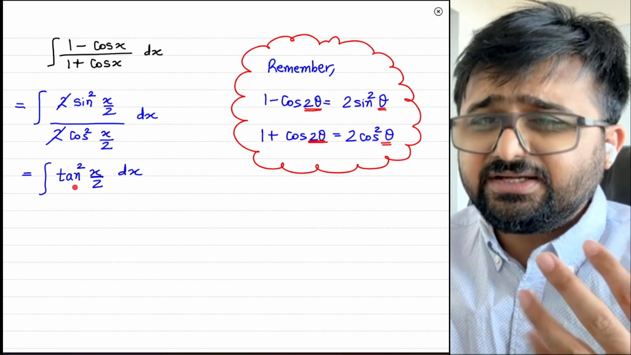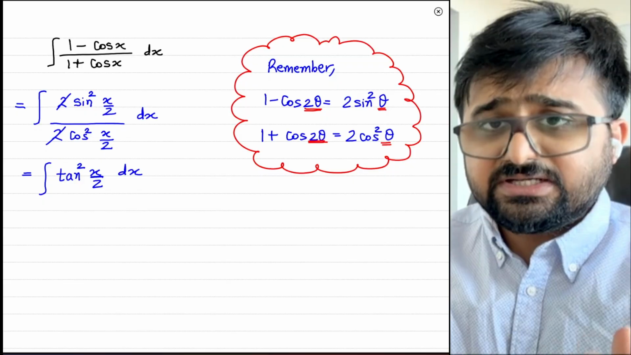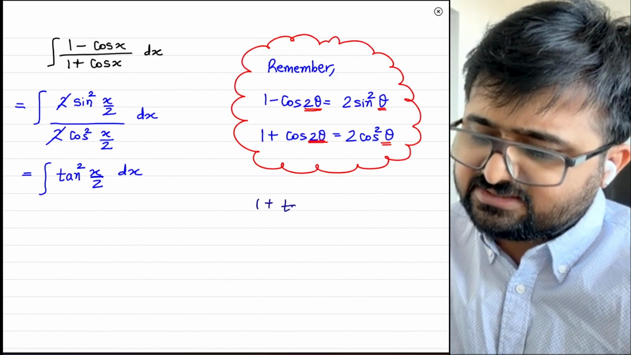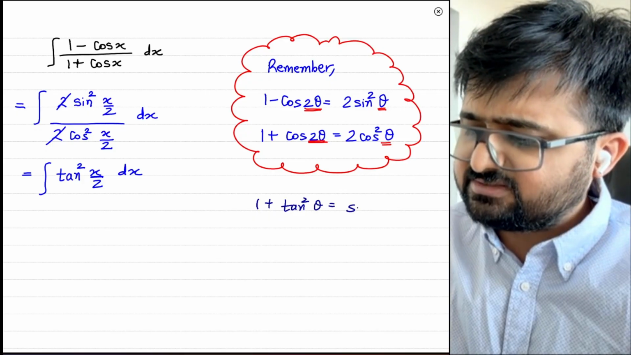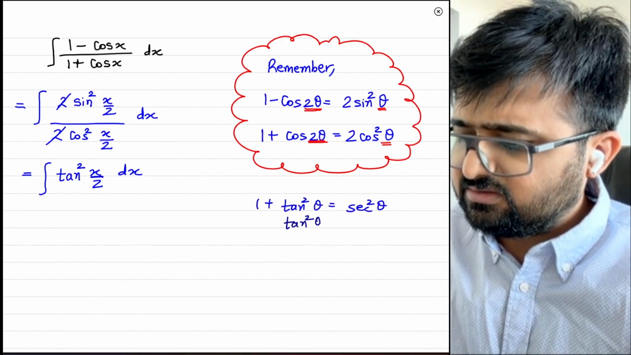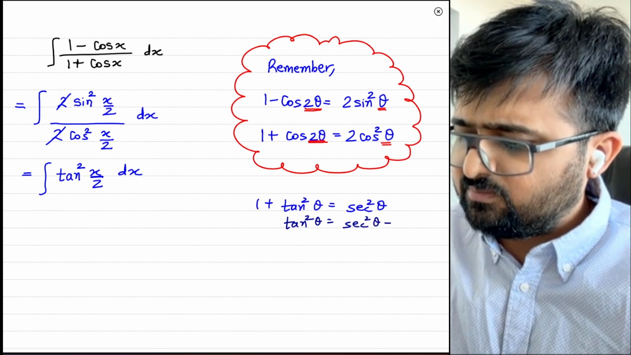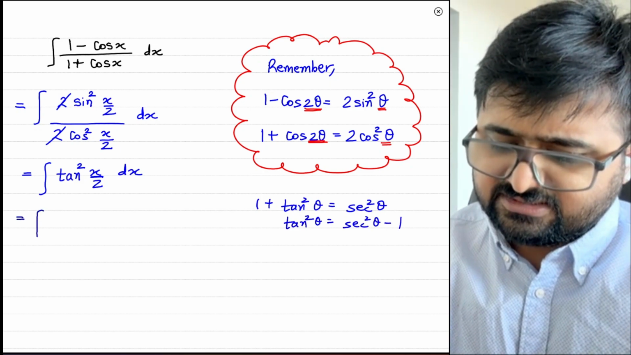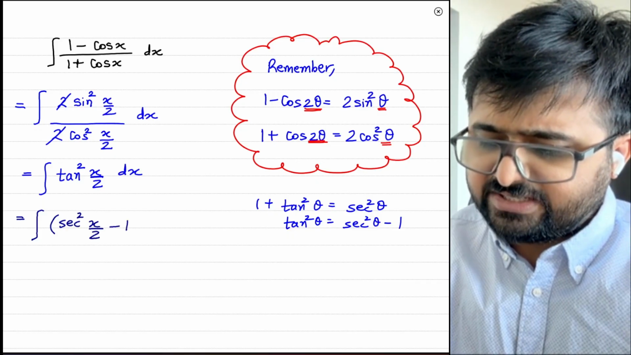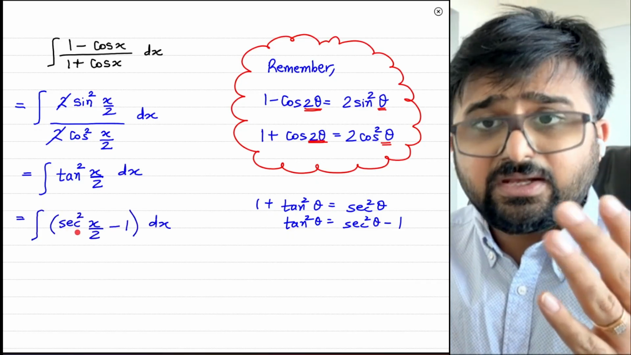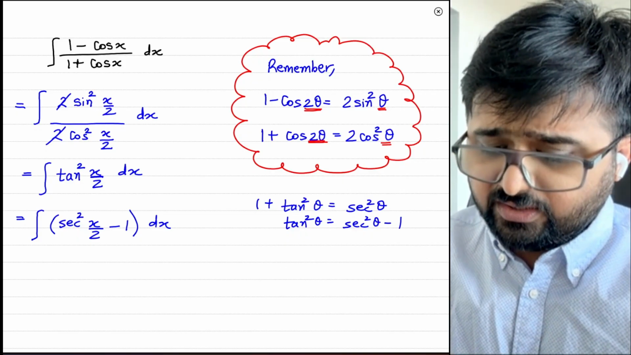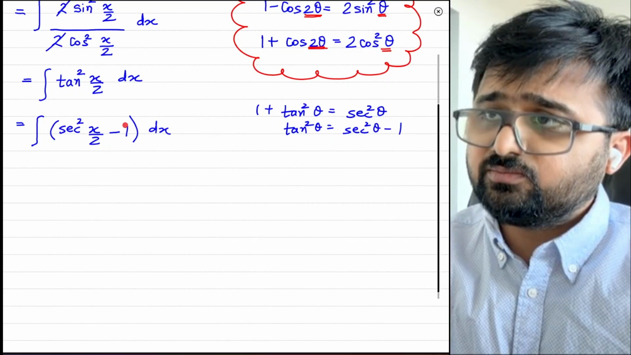Remember, for tan square theta, there is no direct formula available, but what we do is we convert that tan square into sec square, because we know that 1 plus tan square theta is sec square theta. So if we subtract 1 on both the sides, we have tan square theta is equal to sec square theta minus 1. So this is going to become integration of sec square x by 2 minus 1. Why do we convert it to sec square? Because we know integration of sec square x by 2 is nothing but tan x by 2. Okay. So we can just give that integral to both of the terms.